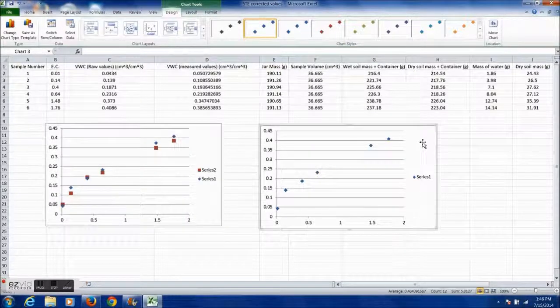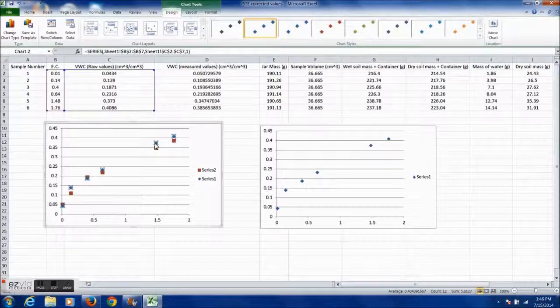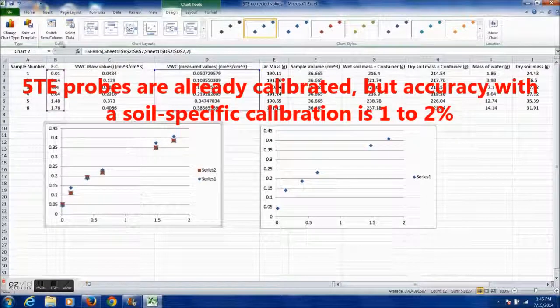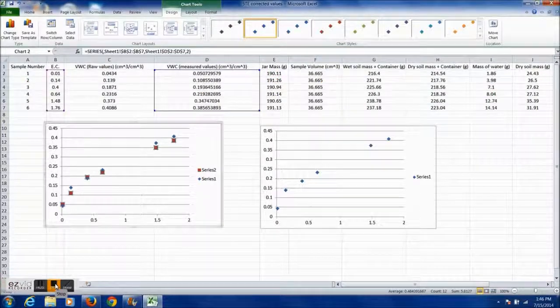A 5TE sensor properly installed in a normal mineral soil will have an accuracy of plus or minus 3% volumetric water content. This calibration is useful for when you need more accuracy than plus or minus 3%. Calibration is most often necessary when working with a soil with a very high electrical conductivity or non-normal mineralogy.